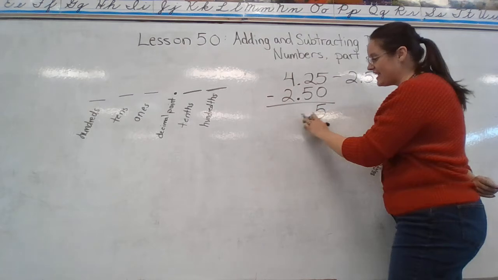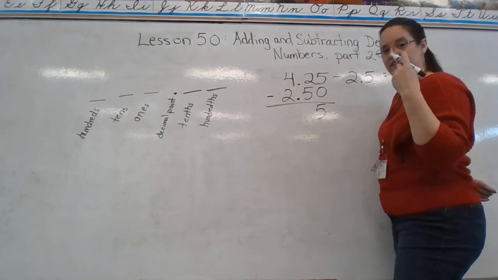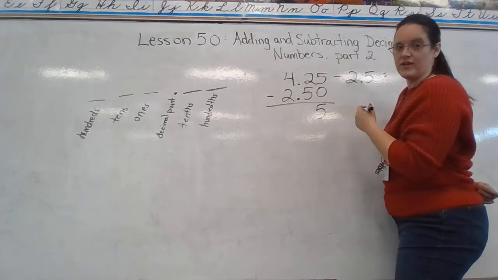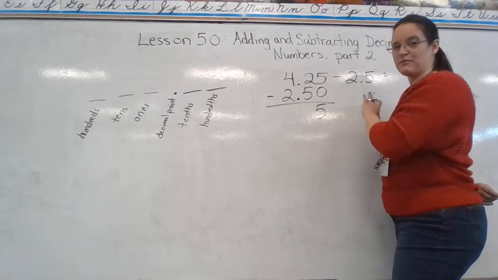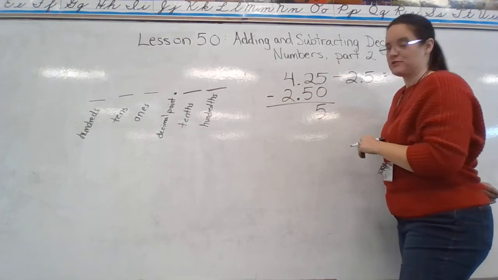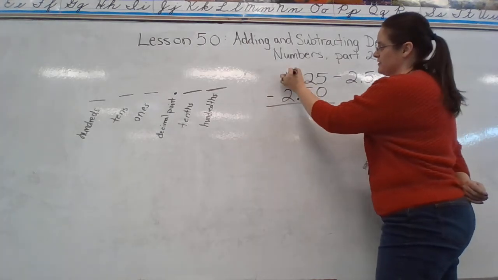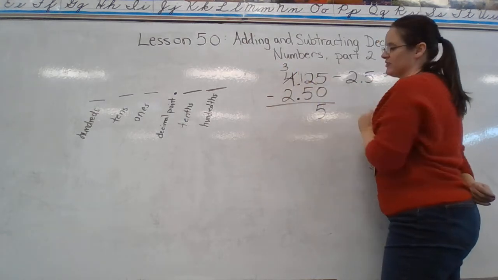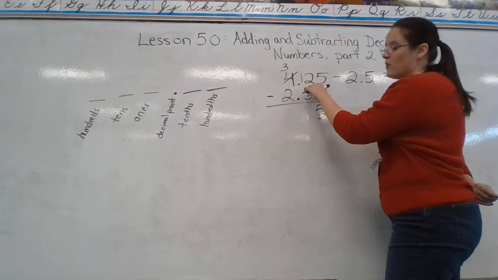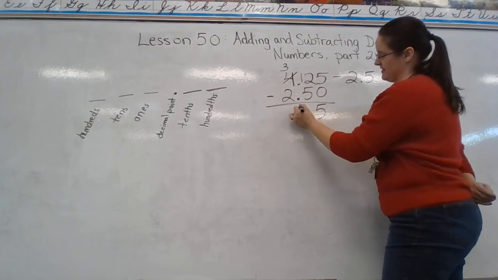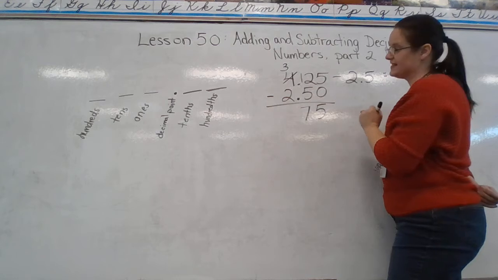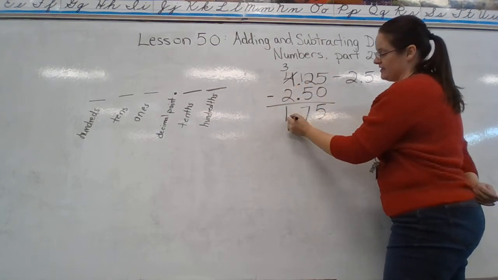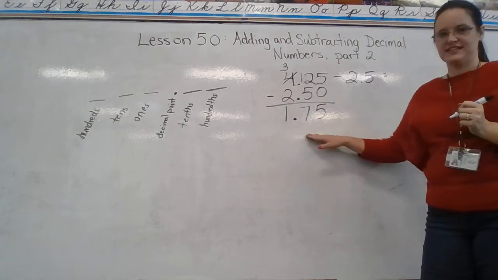No, I cannot take 5 away from 2. If I have 2 cookies, I can't give you 5, so I have to borrow. This works exactly like borrowing with any other subtraction problem you do. You go to the next place value, cross it out, borrow 1, and then you bring it over here. So now we have 12/10 minus 5/10, and that'll give us 7/10. 3 minus 2 gives me 1. Don't forget your decimal point, and here is your answer.